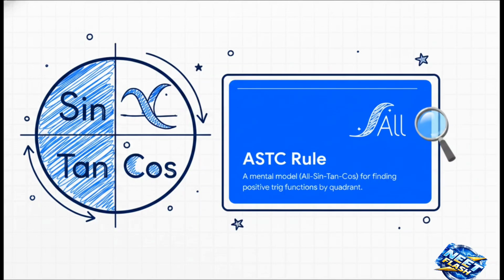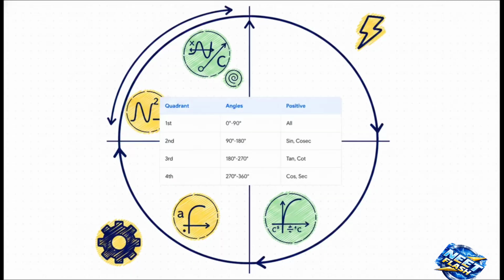We can actually take a complex, highly mathematical set of rules and reduce it to a beautifully simple 4-letter acronym, ASTC. It stands for all, sin, tan, cos, and this brilliantly illustrates a mental model designed to instantly tell you which trigonometric functions are positive as you move across the 4 90-degree quadrants of a circle. Let's methodically trace this out together.